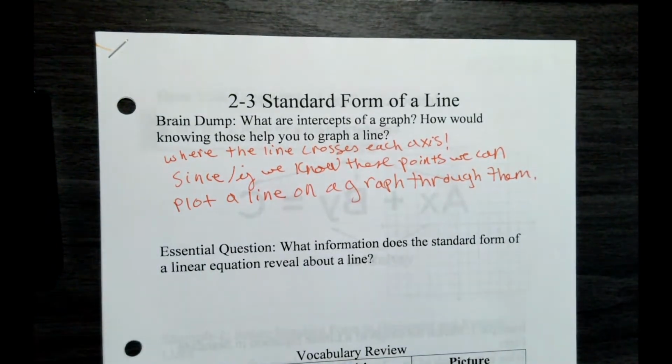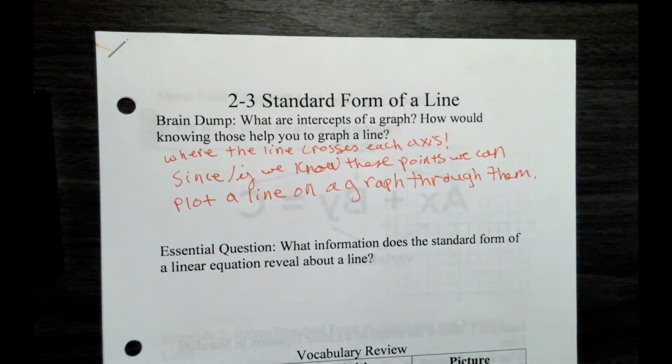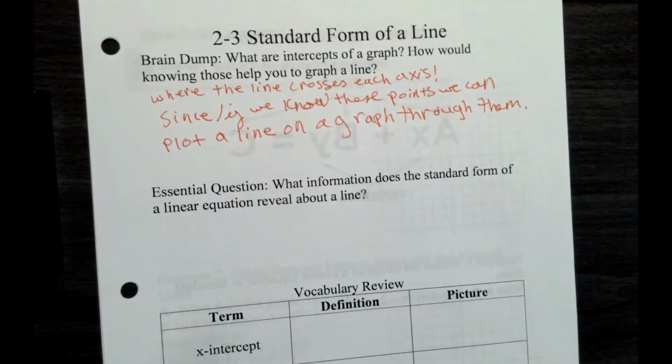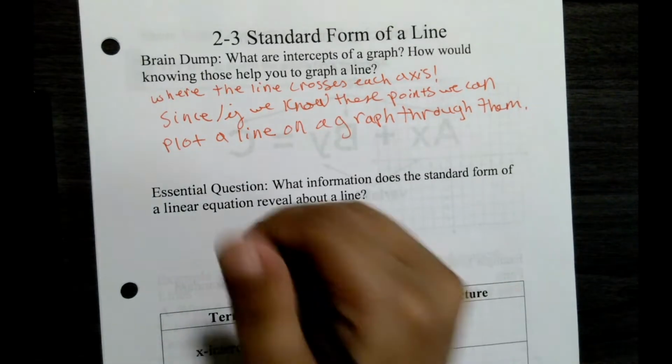So where the line crosses each axis, so that means the x and the y. If we know them right away, then we can plot a line on a graph and just draw that line right through those 2 points, right? Because all you need to create a line is 2 points. So what information does the standard form of a line reveal about that line? The x and y intercepts.